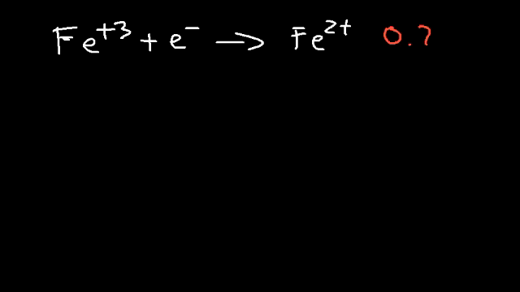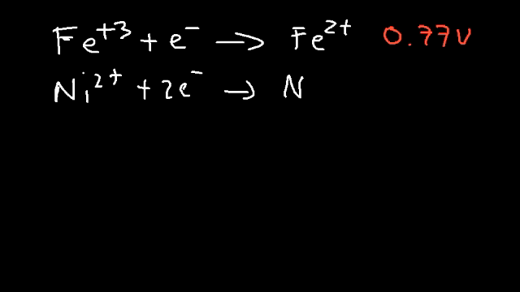Now let's say you're given two half reactions. Let's use Fe3+ plus an electron, which turns into Fe2+. The cell potential for that is 0.77. And let's use Ni2+ plus 2 electrons, which turns into nickel, and let's say that's negative 0.23 volts. So if you're given these two half reactions, how do you calculate the cell potential? And also, how do you write the cell notation for this reaction?